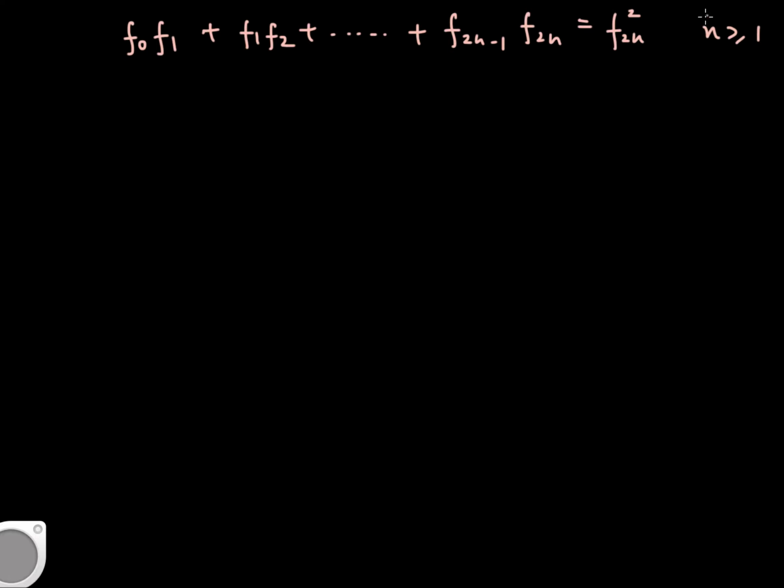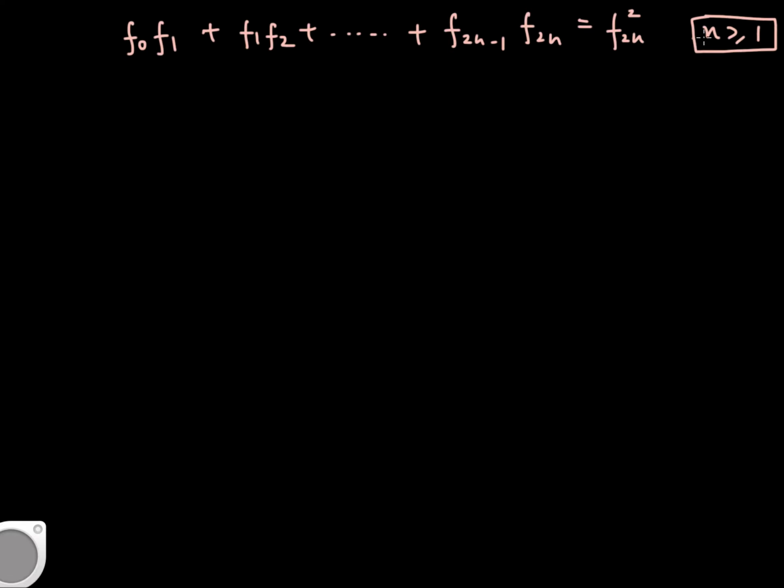Look at one more problem with strong induction that involves Fibonacci numbers. So the problem here is f of 0, meaning the 0th Fibonacci number, times f of 1 plus f of 1 times f of 2 plus all the way up to f of 2n minus 1 times f of 2n is equal to f of 2n squared. And this is for all n greater or equal to 1.